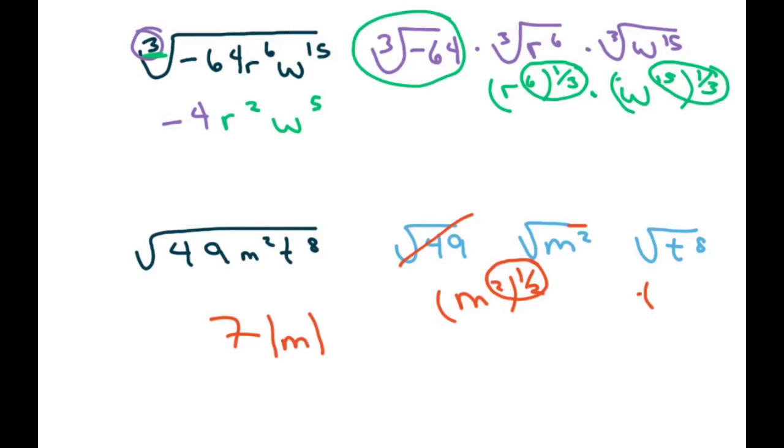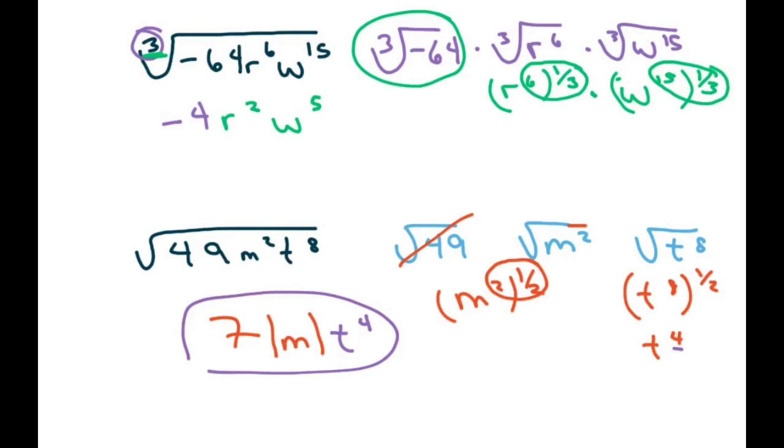This one I'm going to write as t to the 8th, and my rational form is 1/2. That's going to be t to the 4th. Now, since the 4 here is an even number, I don't have to do the absolute value. So I'm just going to go t to the 4th. And that's your final answer.